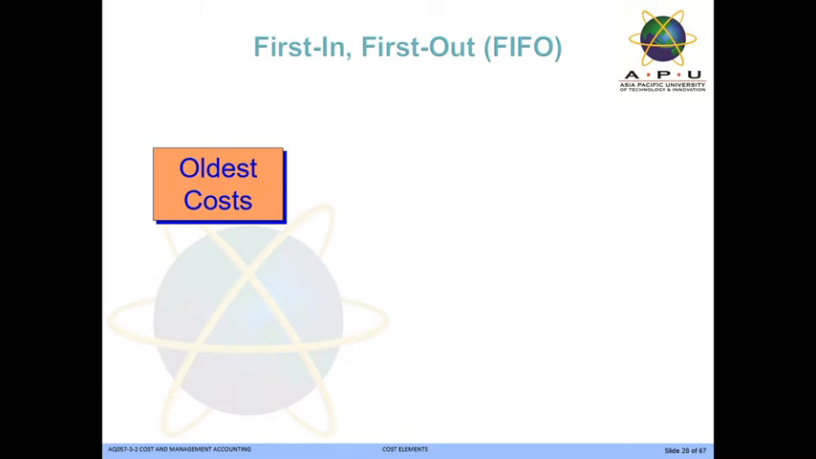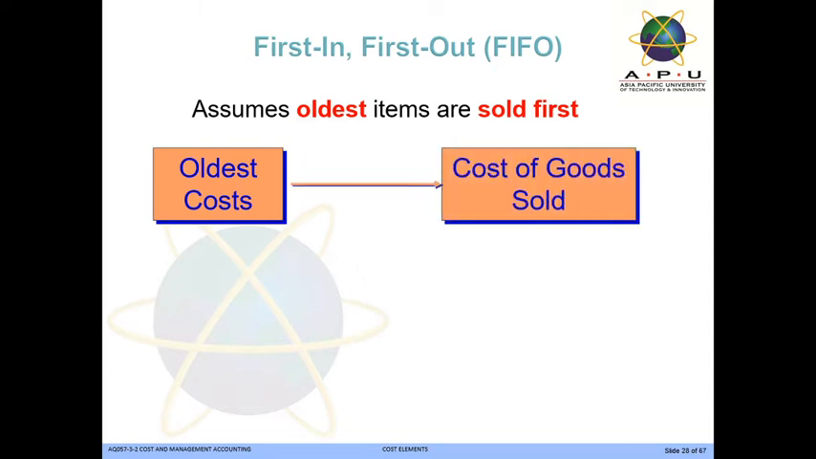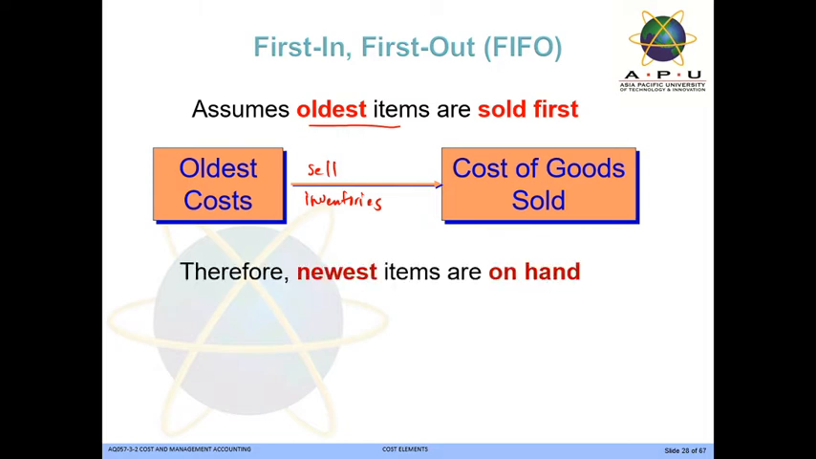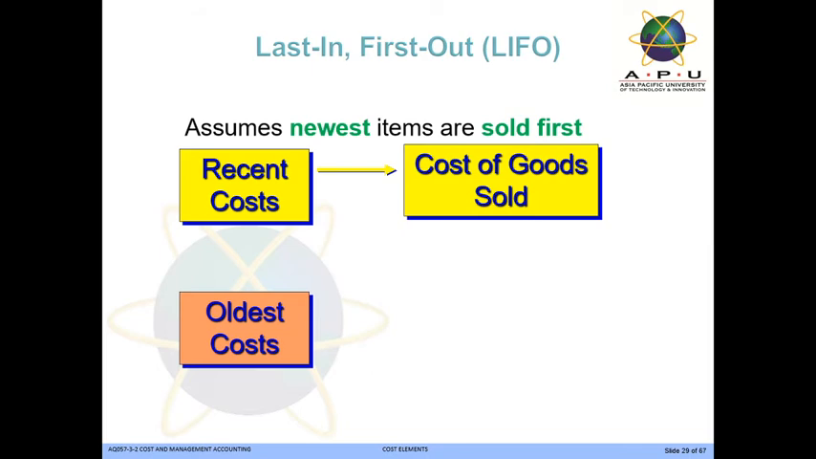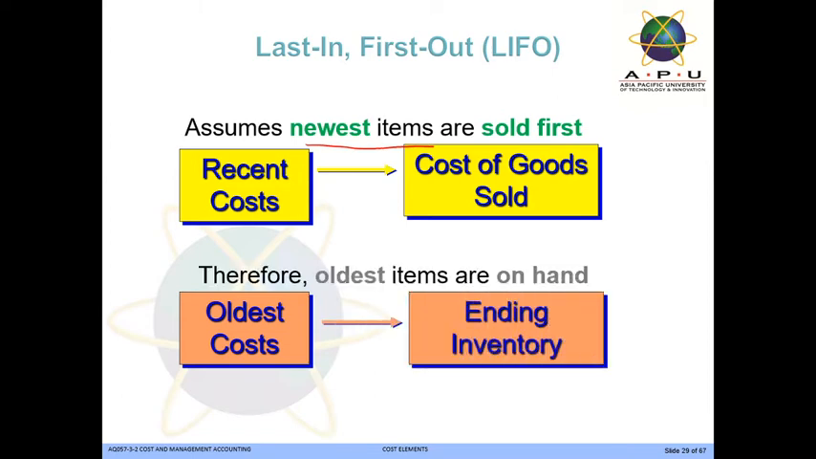Okay, first in first out, we assume all the oldest items are sold first. Once you sell the inventory, you choose the oldest cost, and this oldest item will be sold first and become cost of goods sold. So the newest items are on hand, in our inventories. The recent cost will go to our ending inventory, but compared to last in first out, we use the recent cost as our cost of goods sold. So we assume the newest items are sold first, then the oldest cost will be on hand, our ending inventory.